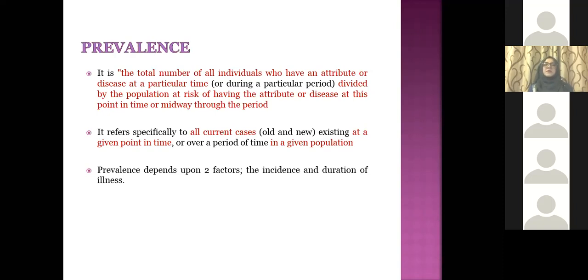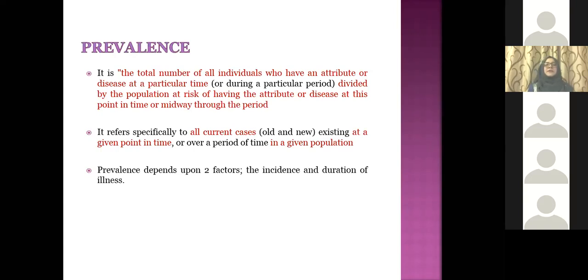So you're considering the old and new cases, and you divide it by the total population. For incidence, you have the population at risk. Here you have the entire population, not the at-risk population, the total population. So it refers specifically to all current cases, the new and old cases, at a given point in time or over a period of time in a given population.